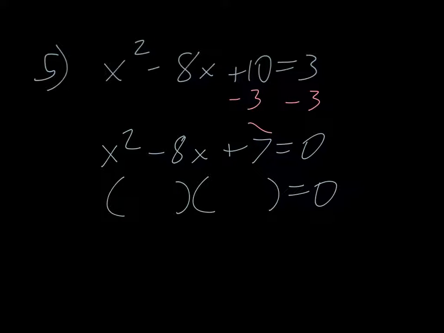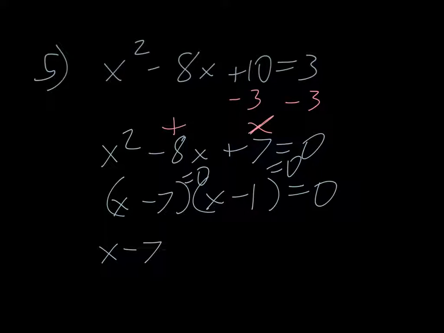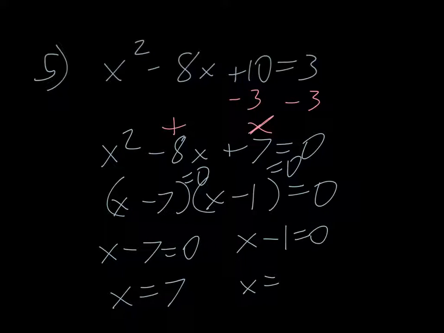This is where we're looking for two numbers that multiply to make the 7 in the back that add up to be the negative 8 in the middle. So those numbers are negative 7 and negative 1. Now each of these gets set equal to 0. Alright, so we're asking ourselves what number minus 7 is going to equal 0. That answer is 7. We also do what number minus 1 gives you 0. That number is 1. And that's the two answers to the problem.